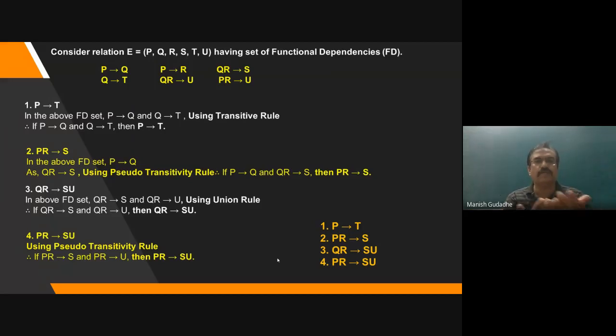FDs which are inferred from the given set of FDs. So that job is of course a countless job. Means okay, from the inferred FDs again we can find out a few more FDs. So if there is a set of 6 or 7 FDs given, we can infer nearly 30-35 FDs.